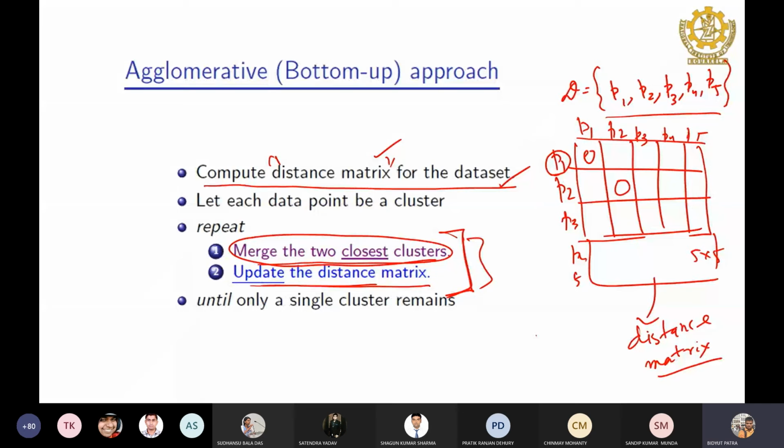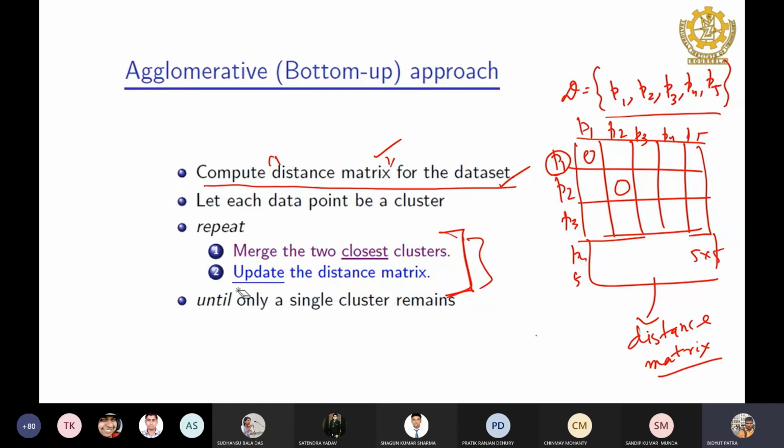Each point is considered as a cluster, so this distance matrix itself represents the distance from one cluster to another cluster. Then you repeat this n minus 1 times. Each time, you merge the two closest clusters and update the distance matrix.